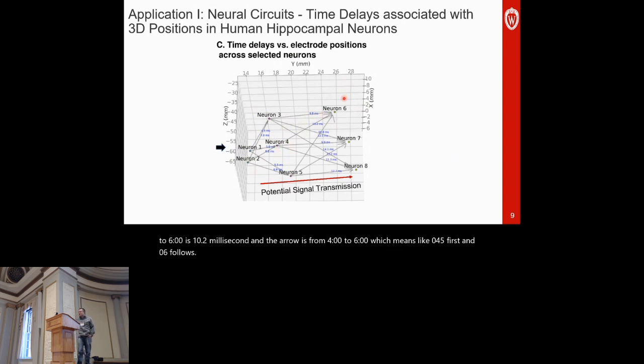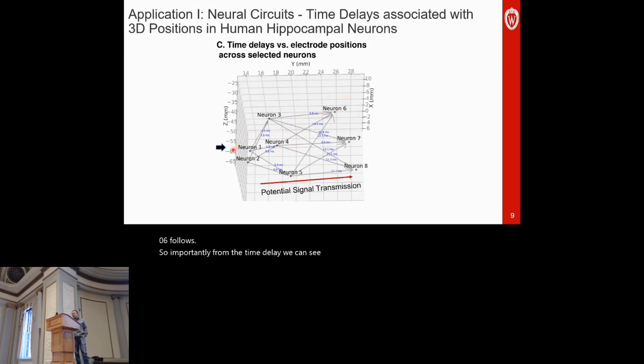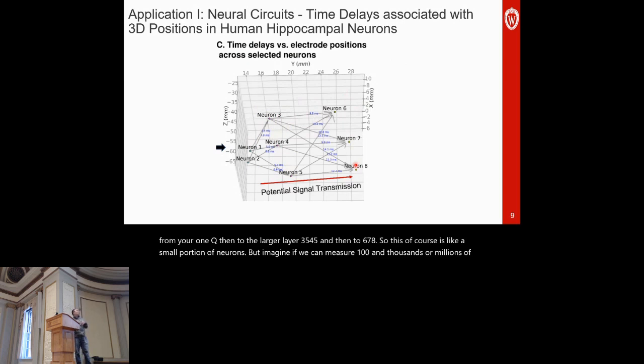So importantly, from the time delay, we can see there's a trend, like the signal is transmitted from neurons 1, 2, then to the latter layer 3, 5, 4, and then to 6, 7, 8. Of course, this is a small portion of neurons. But imagine if we can measure hundreds, thousands, or millions of neurons, and combine all of those time delays and small networks into a big comprehensive network, then we may be able to show, purely from the time series activity, how those neurons collaborate together, firing one after another to work together.